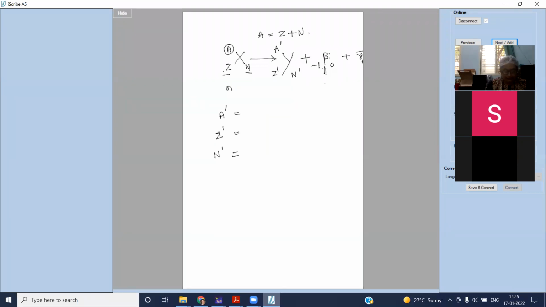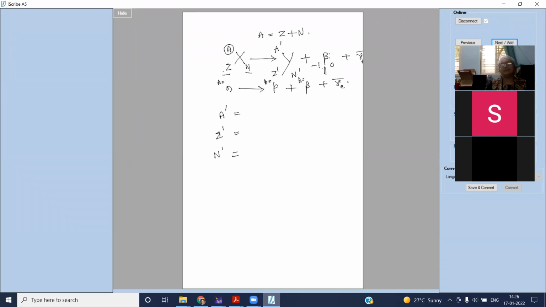Suppose I write it in this way. A neutron becomes a proton plus a beta particle plus an antineutrino. What is the A value of the neutron? Mass number of the neutron. Mass number of the proton. Mass number of the electron, etc. I am just testing you if you understand these concepts.